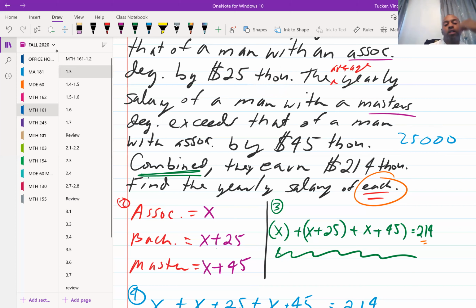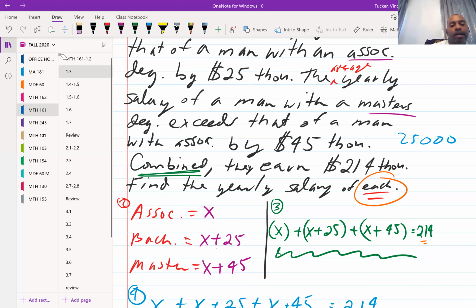All right. And then the next piece is to set up our equation. Our keyword here is combined. So notice what we did right here. We took all 3 of our salaries. We have X, X plus 25, and X plus 45. We add them together because it says combined. They earn 214. So we add them together and then set them equal to 214.